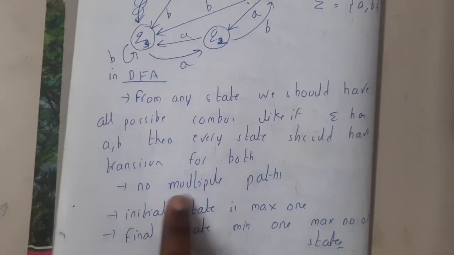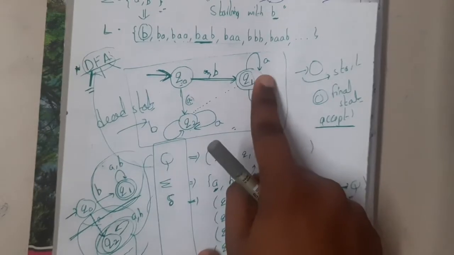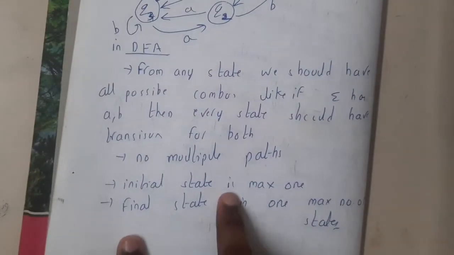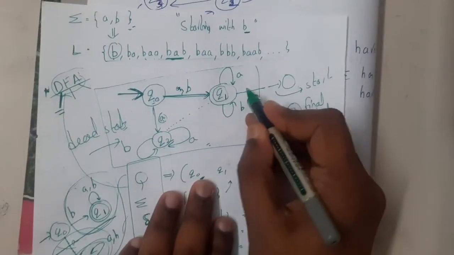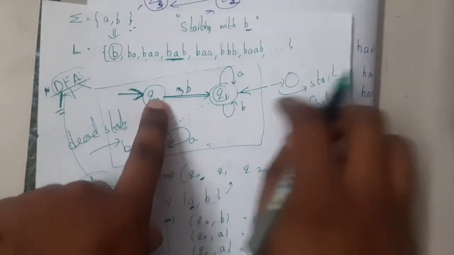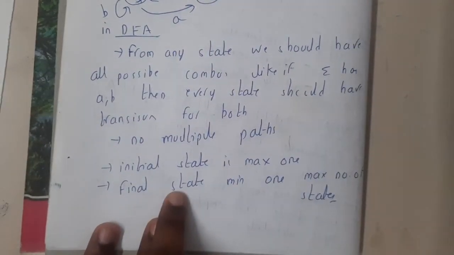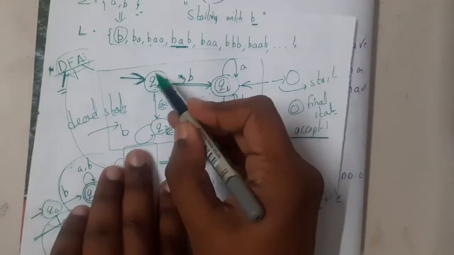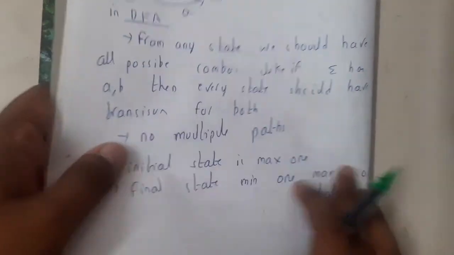And there are no multiple paths. If A comes, I will not go sometimes here and sometimes there. Those kinds of things are not there because it is deterministic. And there is exactly one initial state. You can never have a diagram with 2 initial states, where I start from here or from there, since that is a huge confusion. Moving on to final states, there should be a minimum of 1 final state, and all states could also be final. Every state can be made final if you want. Now I hope everyone got a clear idea.